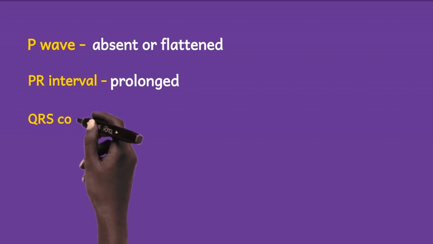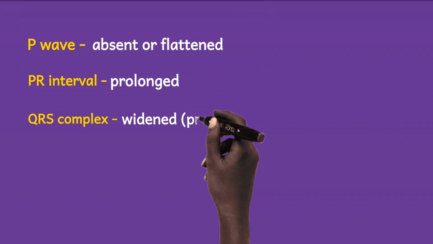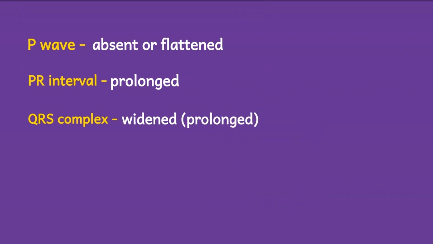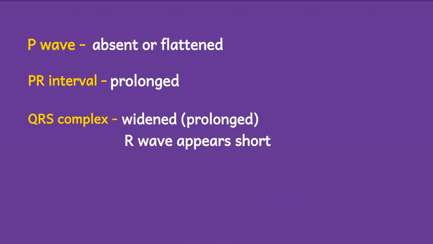Then from there we have the QRS complex. What do we say about the QRS complex? It is widened. It has a widened duration, or a widened x-axis. So the QRS complex is simply widened. And also the R wave in the complex appears short. Those are the changes in the QRS complex as far as hyperkalemia is concerned.